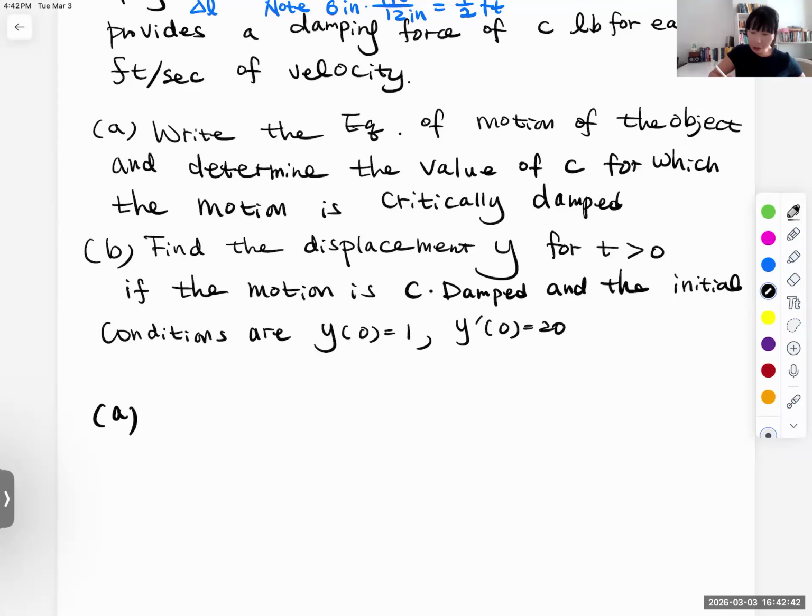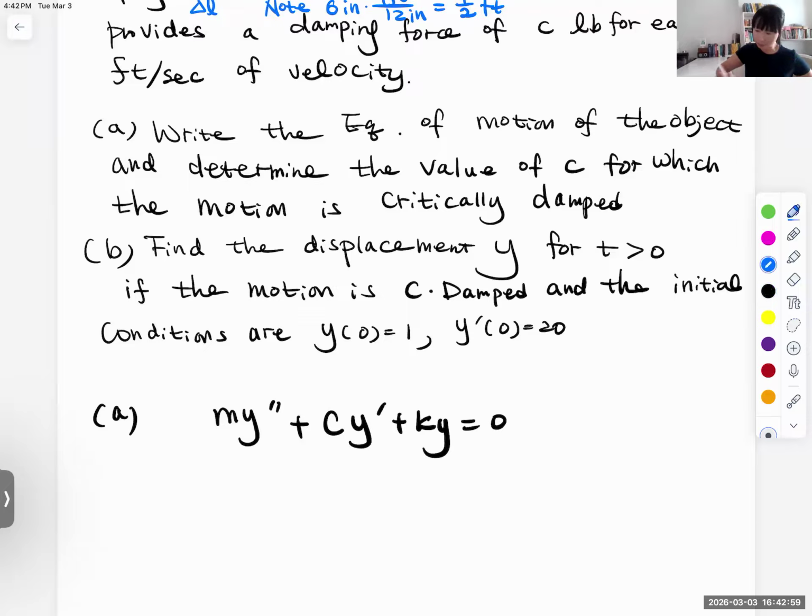Okay, so we're going to start with that equation, m y double prime plus c y prime plus k y equal to 0. Now, what is the m? Note, m is mass. So mass equals weight over gravity.